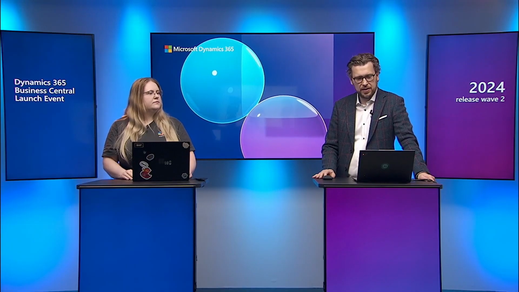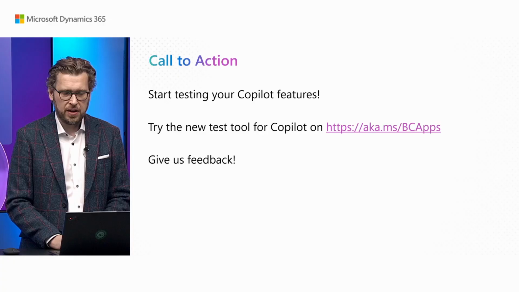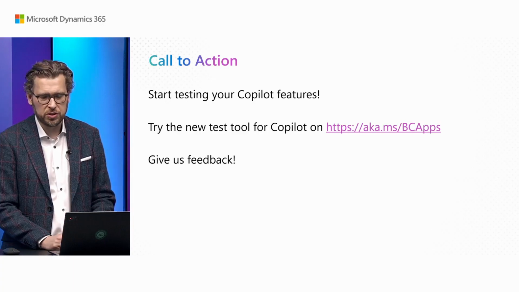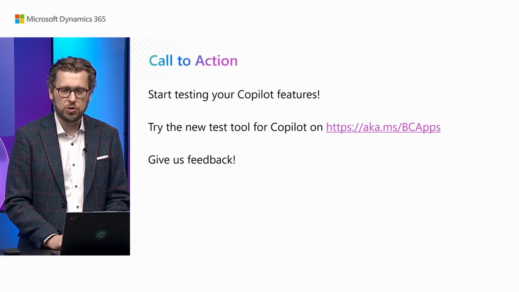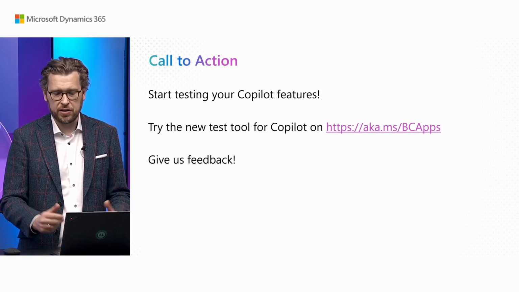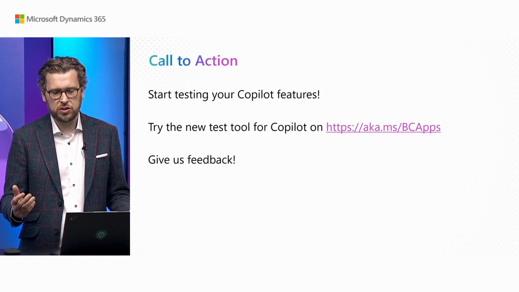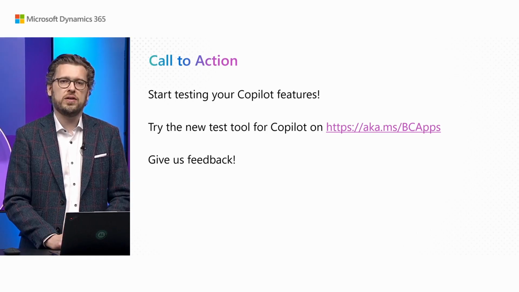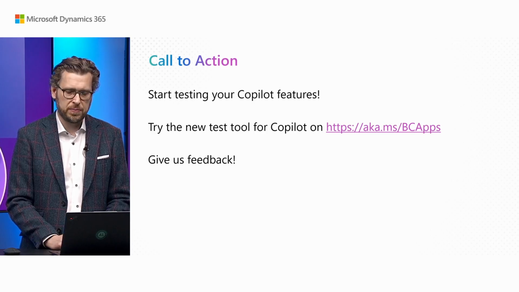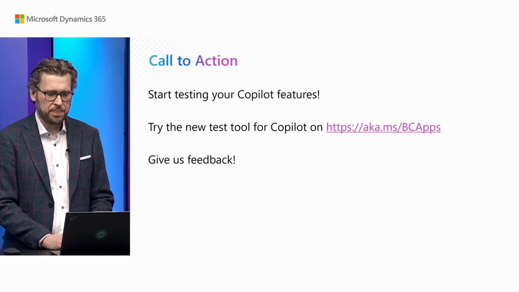So Peter, what can partners do now? Yeah, so there are many circumstances that can change the accuracy and responsibility of your Copilot feature. So start testing them in a well-defined manner. And to help you be efficient in doing so, start using the new Copilot test toolkit and data-driven testing. We're already using these for our own Copilot features in the Business Central first-party application. And as always, give us feedback and suggestions.